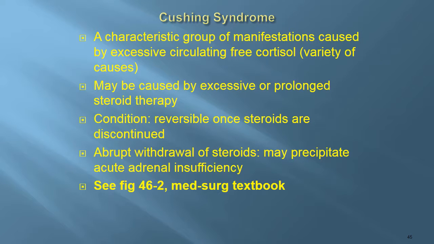Cushing syndrome is a characteristic group of manifestations caused by excessive circulating free cortisol. There can be a variety of causes. It may be caused by excessive or prolonged steroid therapy. This condition is reversible once the steroids are discontinued. An abrupt withdrawal of steroids, as you know, may precipitate acute adrenal insufficiency. You might look at figure 46-2 in your med-surg textbook.